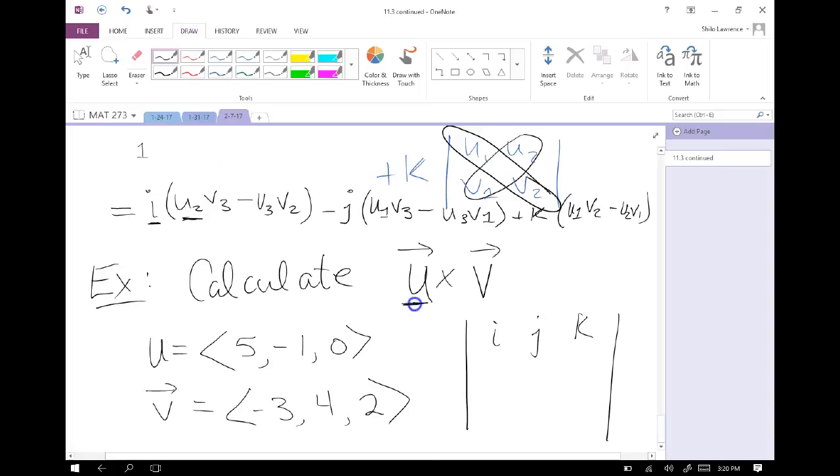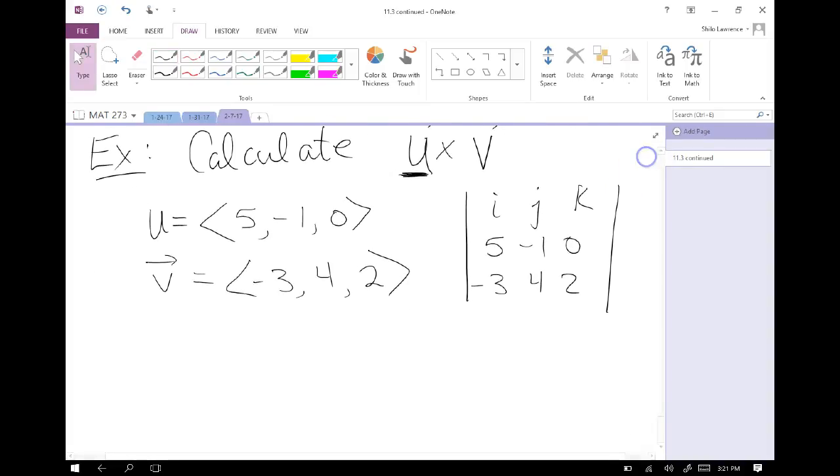So in this cross product, U is first, which means I'm going to write my U components above my V components, which is important because it's going to be a difference in how we subtract. Then my V components are on the bottom row, -3, 4, 2. And we're going to figure out the determinant of that matrix with cofactor expansion.